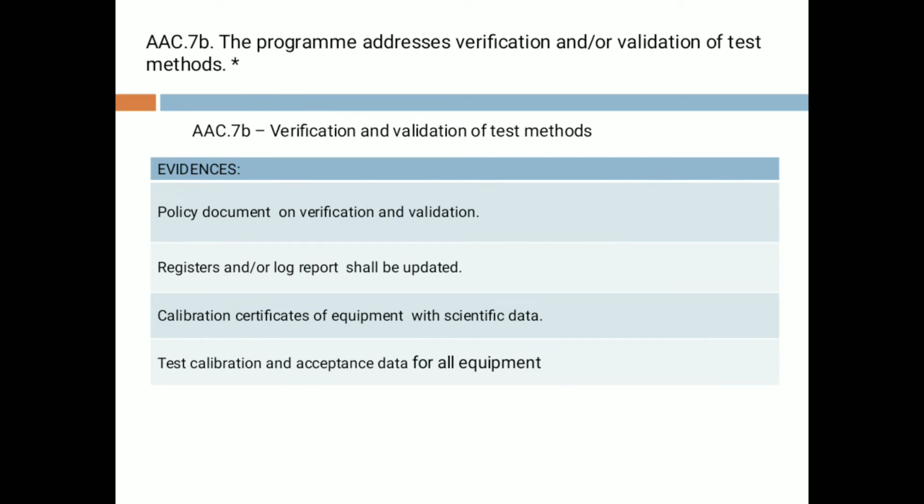Objective element AAC 7B speaks about the verification and validation of test methods. Evidences: policy document on verification and validation, registers and/or log report shall be updated, calibration certificates of equipment with scientific data, test calibration and acceptance data for all equipment.